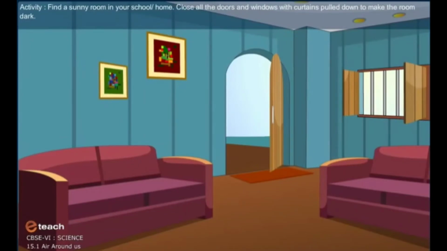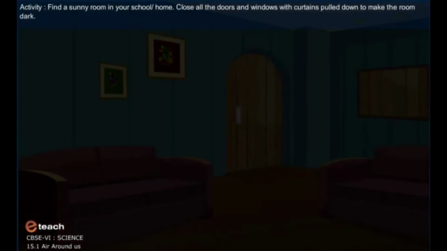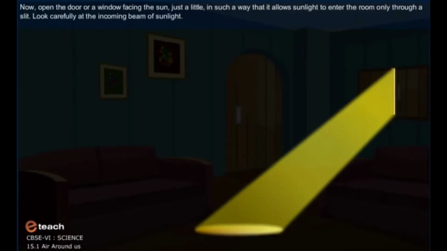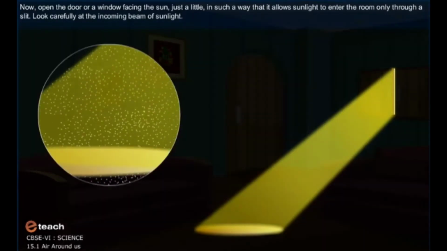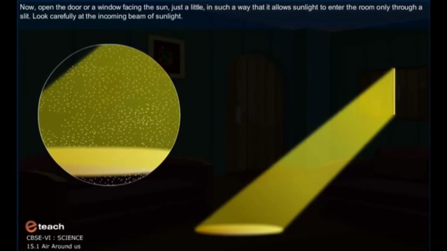Activity. Find a sunny room in your school or home. Close all the doors and windows with curtains pulled down to make the room dark. Now, open the door or a window facing the sun, just a little, in such a way that it allows sunlight to enter the room only through a slit. Look carefully at the incoming beam of sunlight.